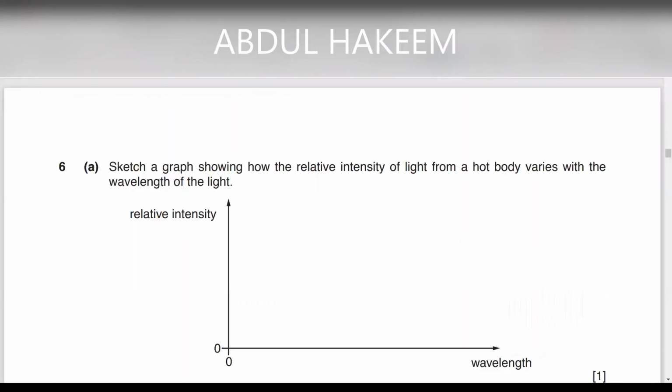So the next question is, sketch a graph showing how the relative intensity of the light from a hot body varies with the wavelength of the light. So according to Wien's displacement law, it is like this. This is the wavelength, and this is the intensity, for a certain temperature. This is the graph.